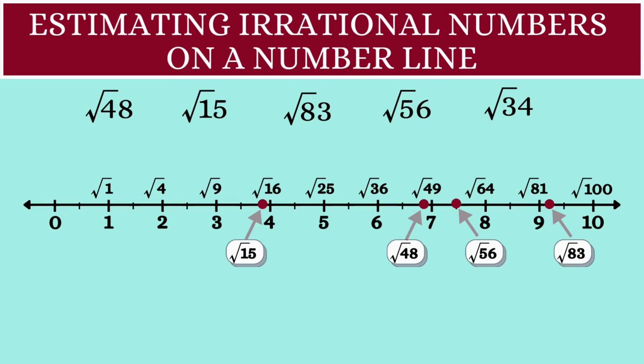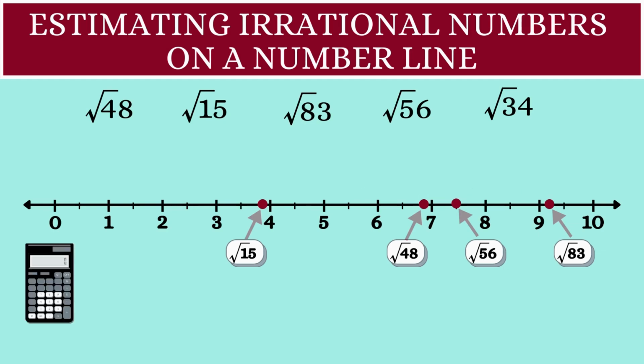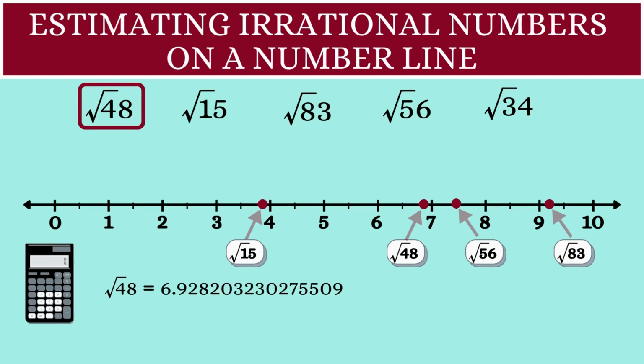Now, let's verify if the points we have plotted are estimated correctly. Using a calculator, we can find that the square root of 48 is this value. Let's round it off to 1 decimal place. What we get is 6.9, which we have estimated correctly.